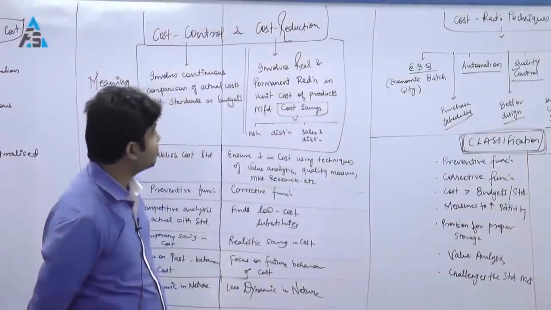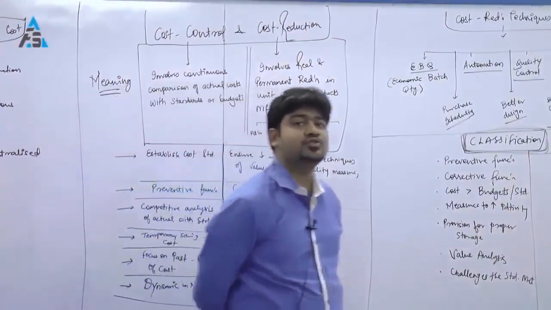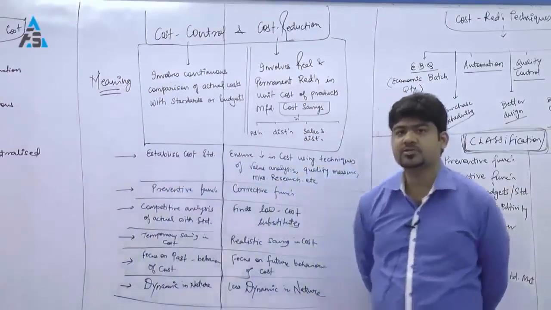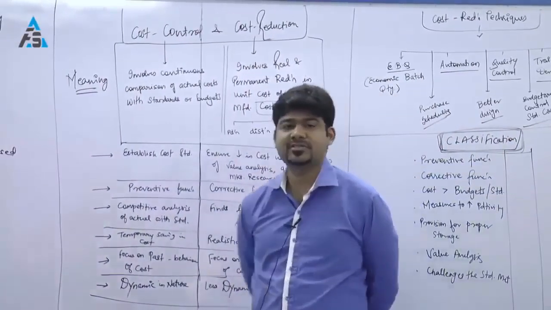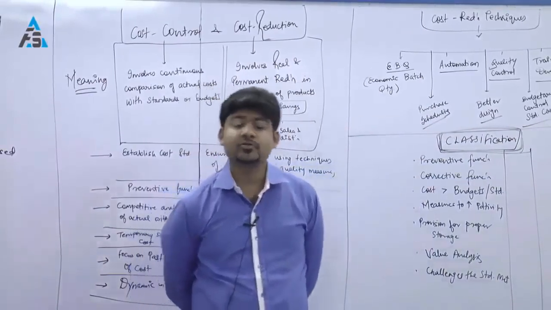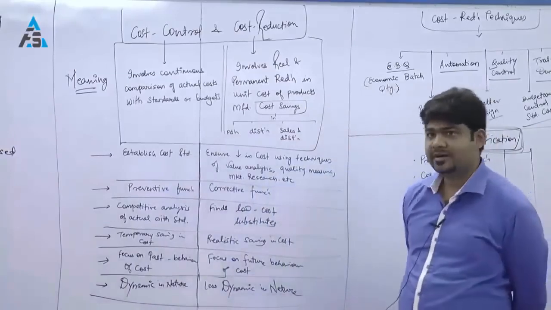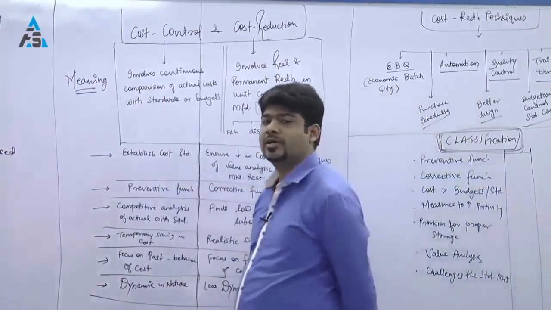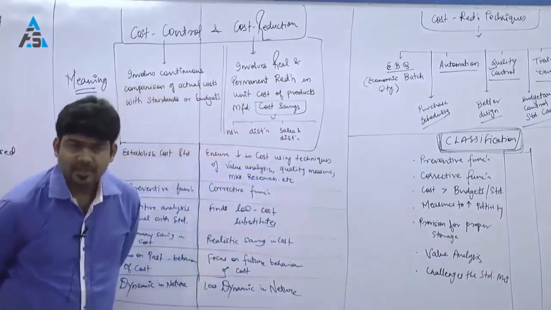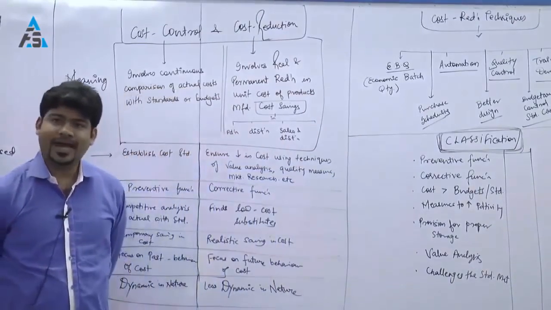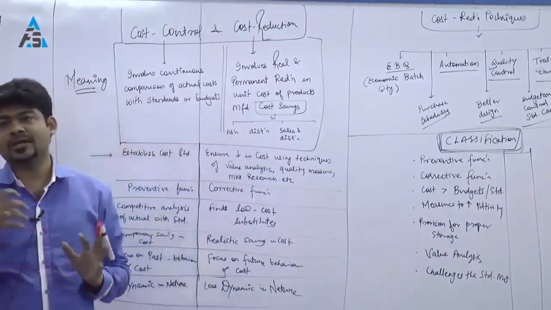Okay, so next in line is cost control and cost reduction. As the name suggests, one is to control the cost and the other is to reduce it. More dynamic is obviously cost reduction, because there you will actually see the cost being reduced as far as material, labor and overheads are concerned. Whereas cost control will set its budget and its own standard, and then evaluate how the cost can be controlled.